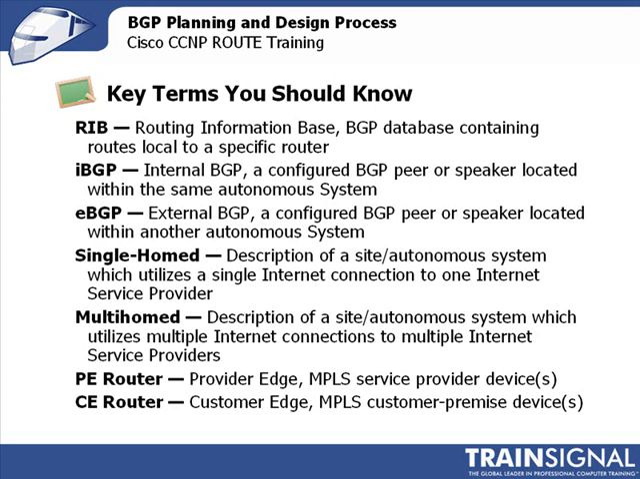Single-homed is a description of a site or autonomous system which uses a single connection to the internet with one internet service provider. Multi-homed is a description of a site or autonomous system which utilizes multiple internet connections and possibly multiple internet service providers. The PE router, provider edge, is the MPLS service provider devices and network boundary. And the CE router is the customer edge or MPLS customer premise-based devices.